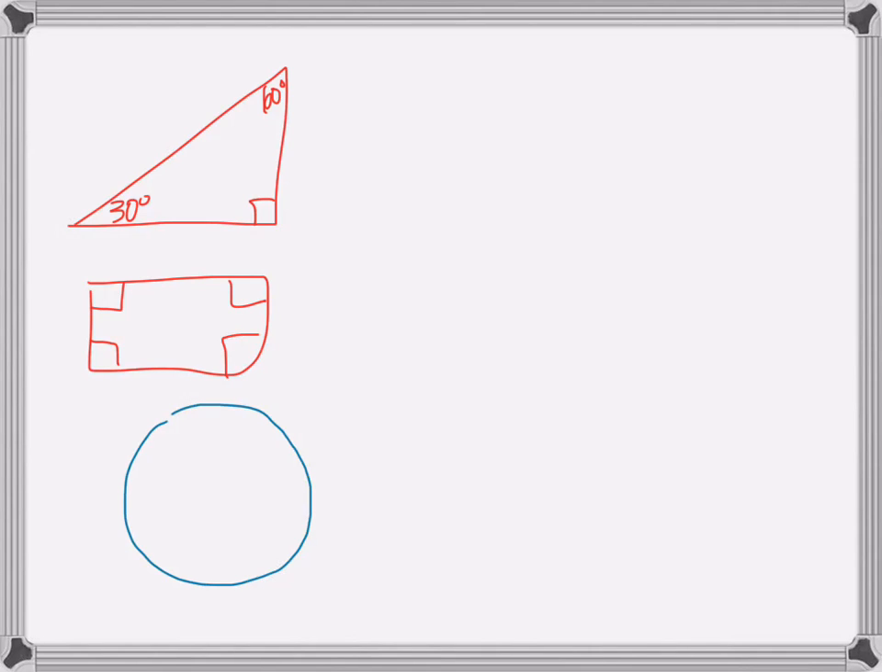So rather than measuring the angles inside of a polygon, they said, well, let's measure the rotation around a circle. Rather than measuring the angle inside, we measure how far we traveled around. So when we think of a circle, what's one of the key features of a circle? It's the radius, correct? And we know that the circumference of a circle is 2 pi r.